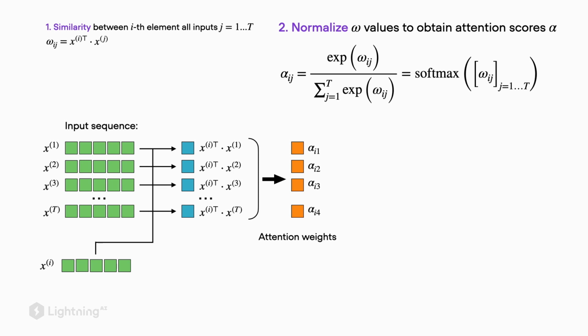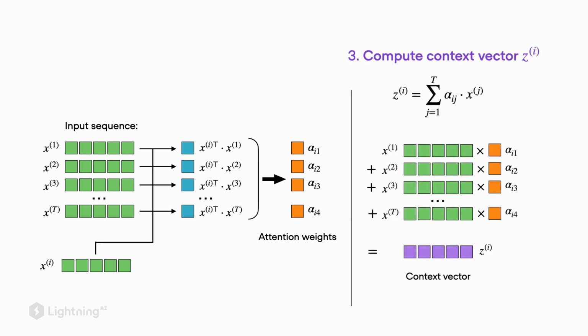Once we have these normalized attention scores, we compute the weighted sum by multiplying each attention score with a corresponding input to obtain the context vector. This context vector will be very specific to the ith input element because the attention scores themselves are specific to that input element as well when we compute the dot products. This is in a nutshell how the simple, basic self-attention mechanism works.